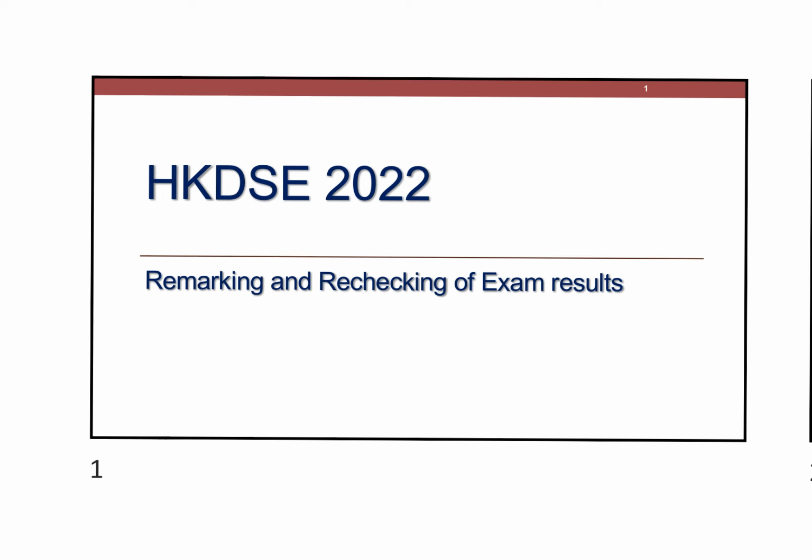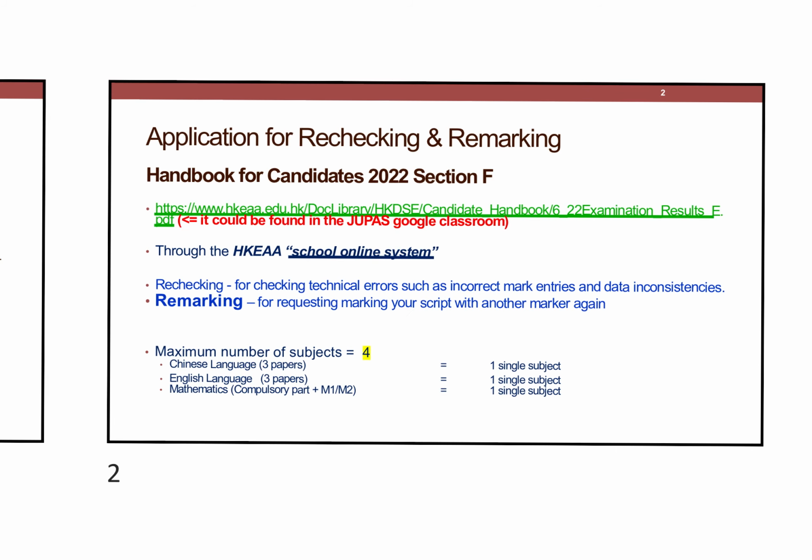Please be reminded that if there are any updates, the relevant information will be posted on the eClass and JUPAS Google Classroom. Please go through Section F in Handbook for Candidates before making your final decision. The handbook can be found on the HKDSE website, and the link could also be found in the JUPAS Google Classroom. We have to input all your application information into the HKDSE School online system. I will explain this later.